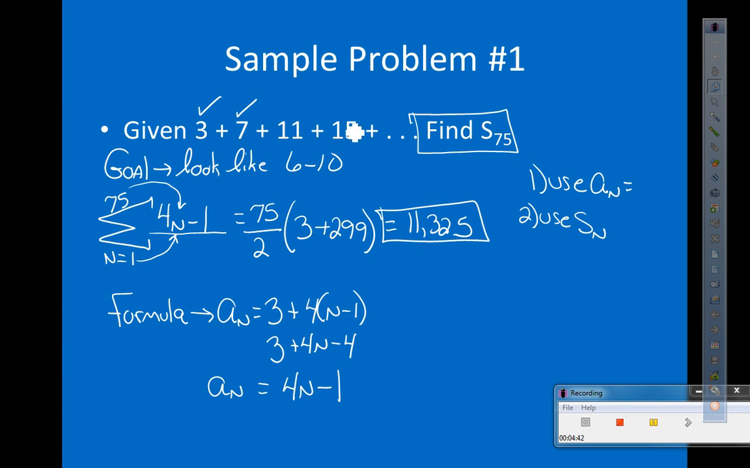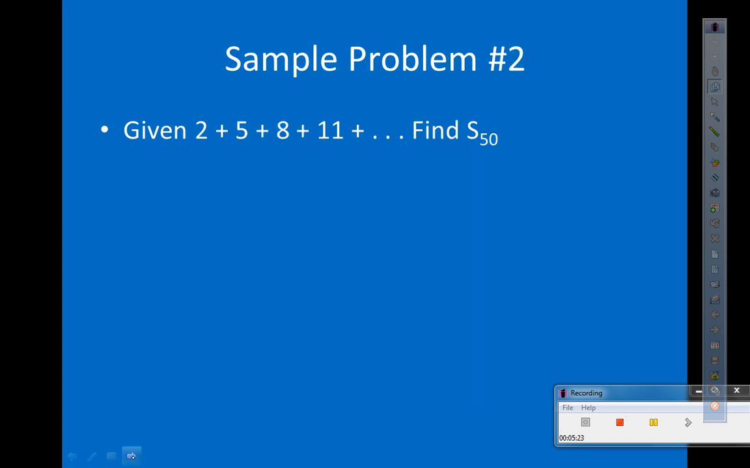Some things I need to point out while I'm here. These are called my money problems. Money problem because these are worth the most points. Look how much work we have done. I need to give you points for finding the 4n minus 1. I need to give you points for finding a sub 1, a sub 75, and the total. These on our test or quiz are worth the most points. They're also the most work. Out of all that we do, these will take the longest. So here's my next example, example number 2.